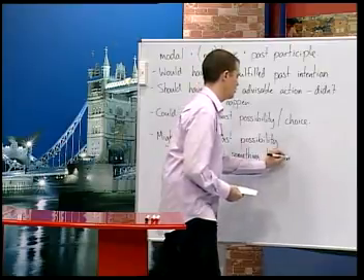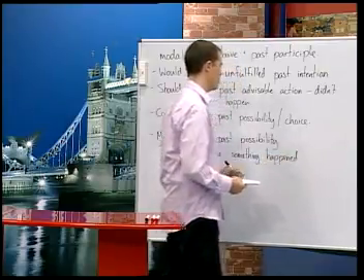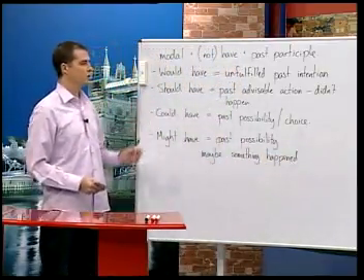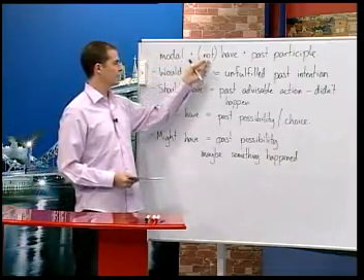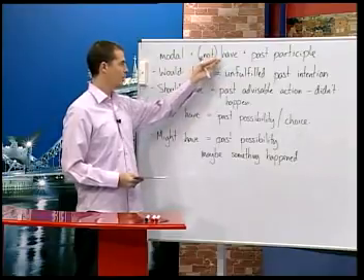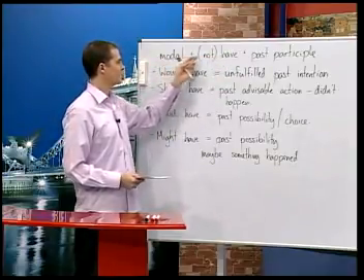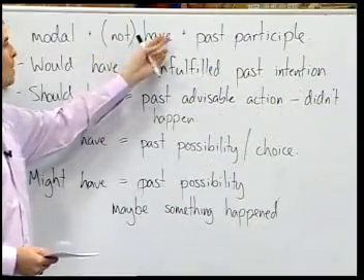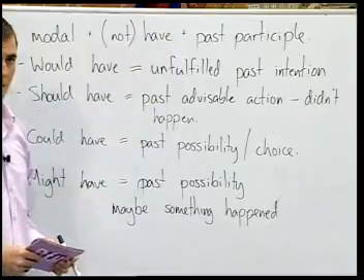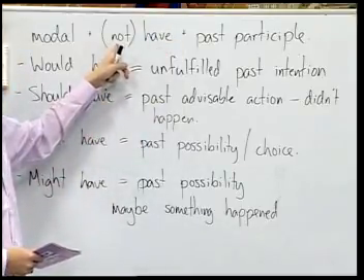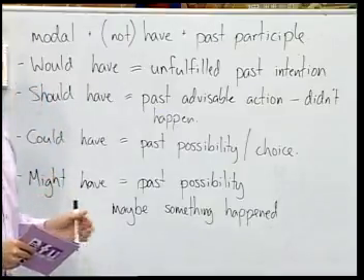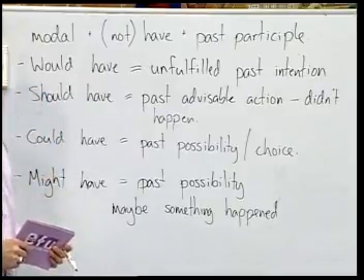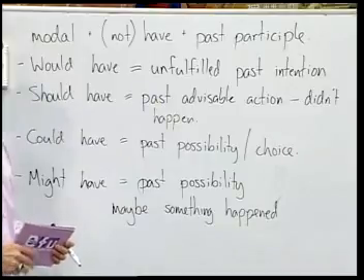But the speaker or the writer is not sure. Okay, so the general form is modal plus not have plus past participle, only for negatives. Okay, would have: unfulfilled past intention. You wanted to do something, but you didn't do it.